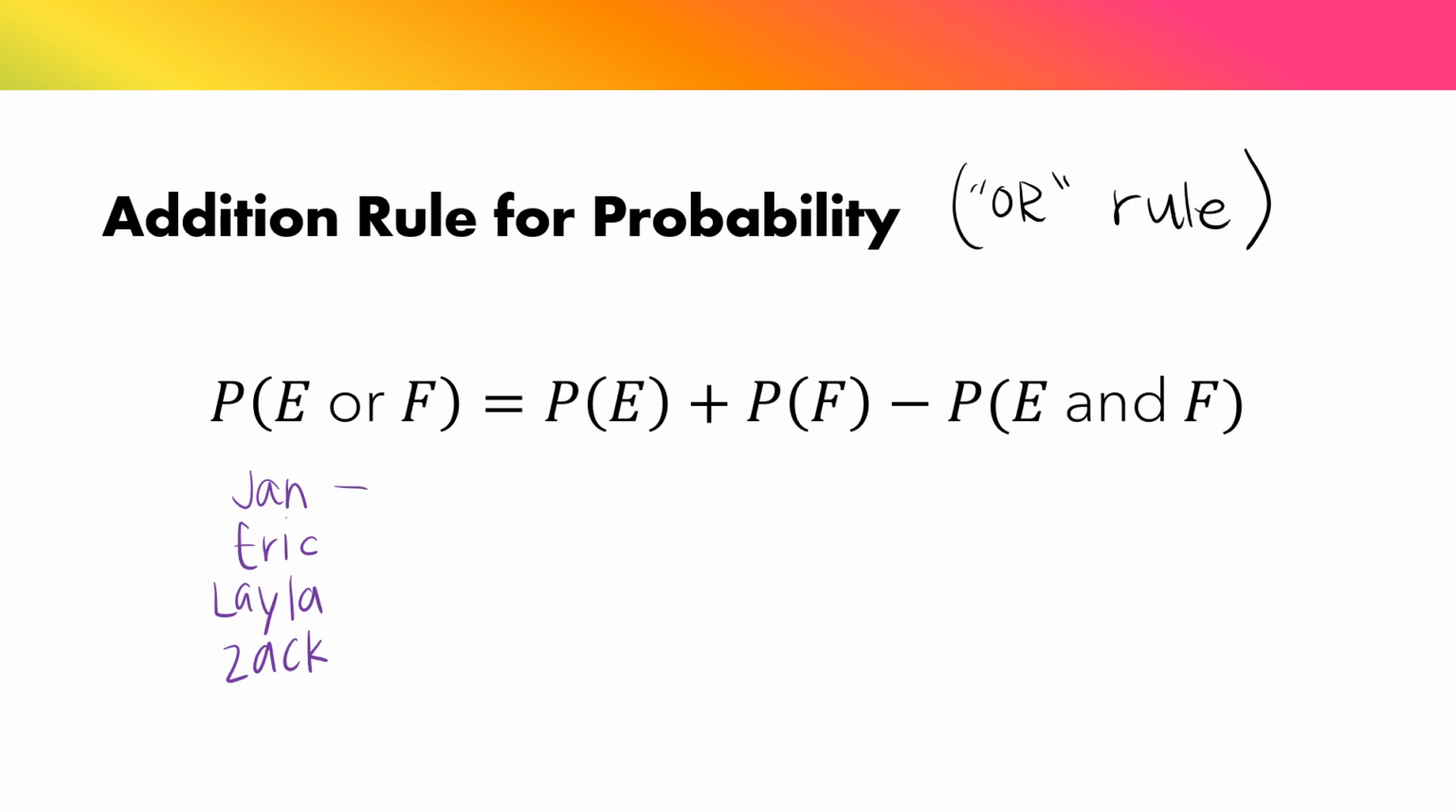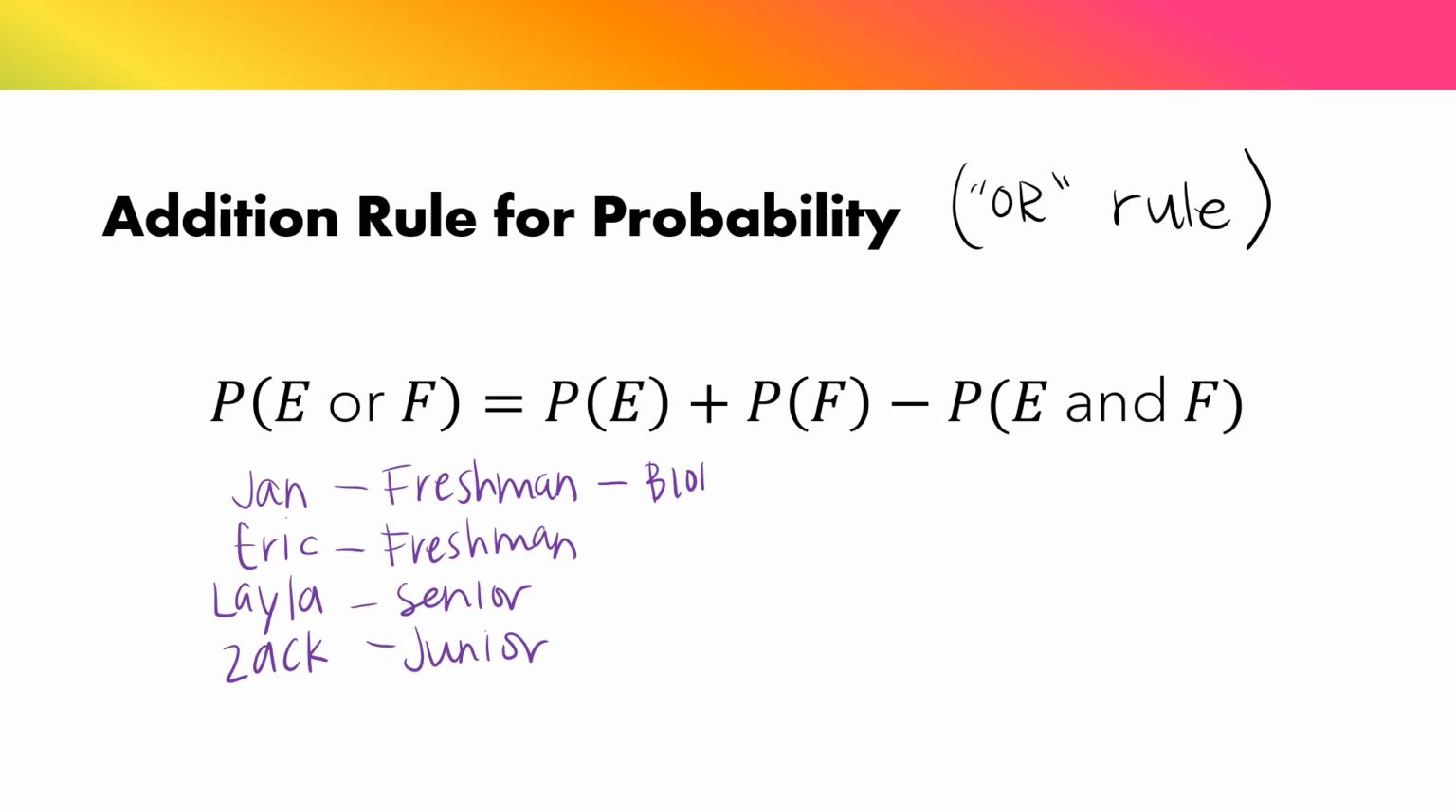All right, so maybe Jan is a freshman. Say Eric is also a freshman. And senior, junior. All right, so just randomly assign those. And then maybe Jan is majoring in biology. Eric, let's say math. Layla, let's say psychology. And then we'll do business for Zach. All right, so just coming up with a little data set here.